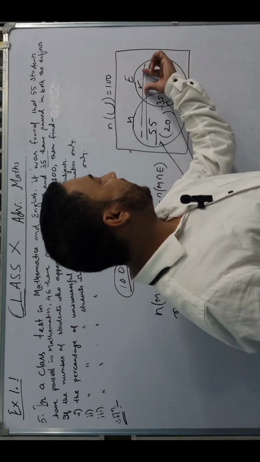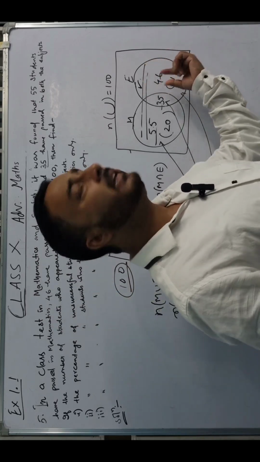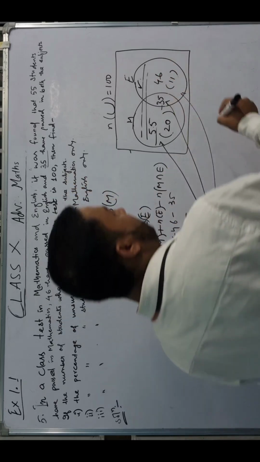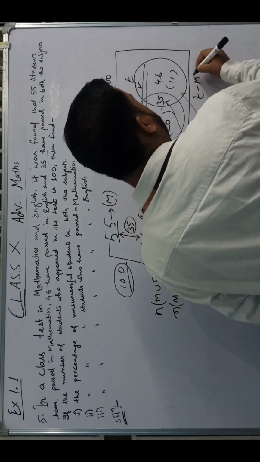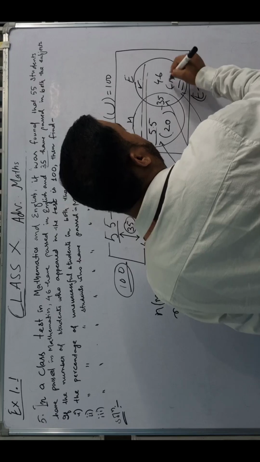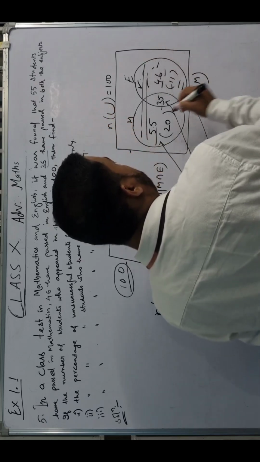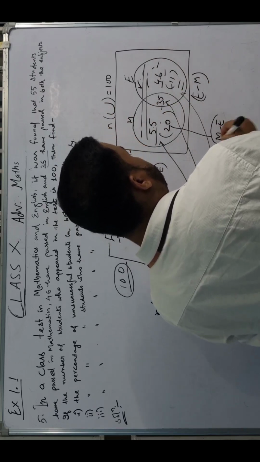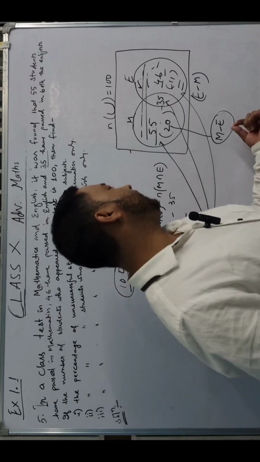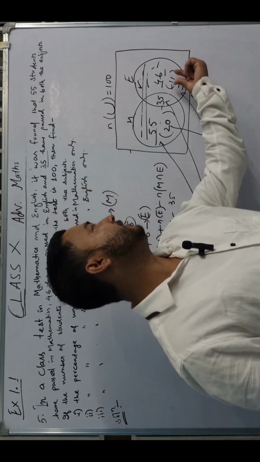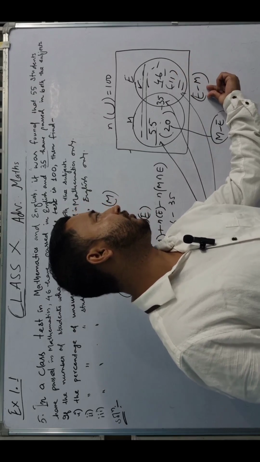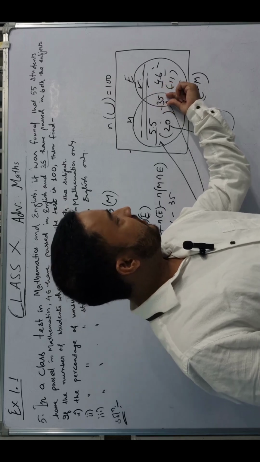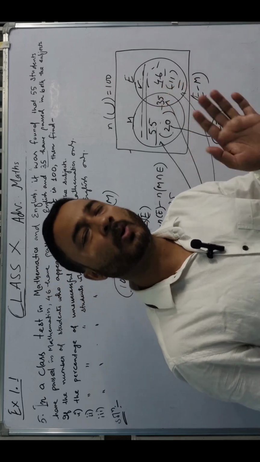Similarly, what is the number of students who have passed only English? Only English means E minus M, E difference M. This part is E difference M. And this 20 is M difference E, the students who have cleared only maths. This is the students who have passed only in English, and this section represents the number of students who have passed both the subjects.